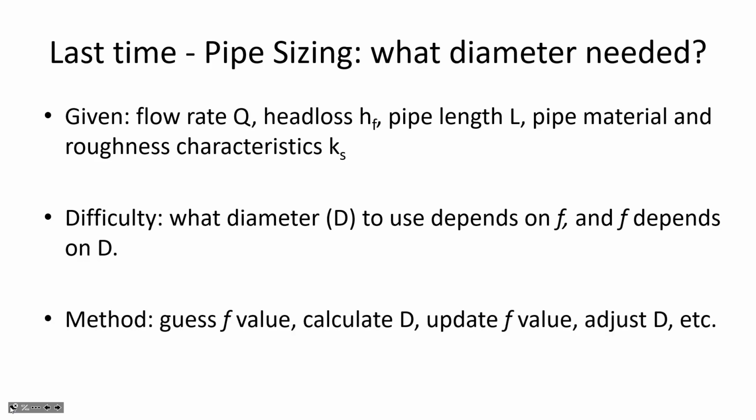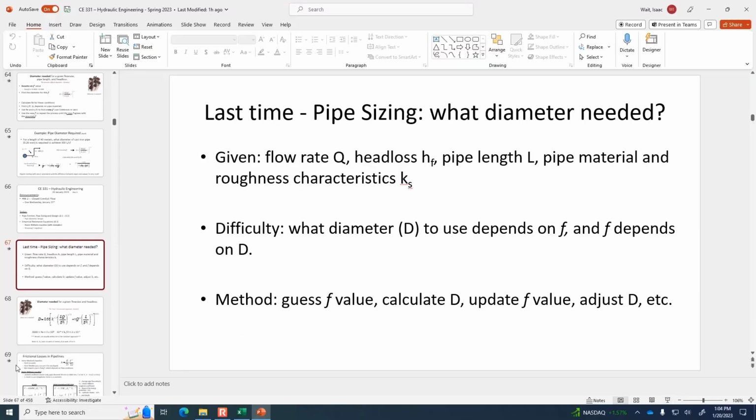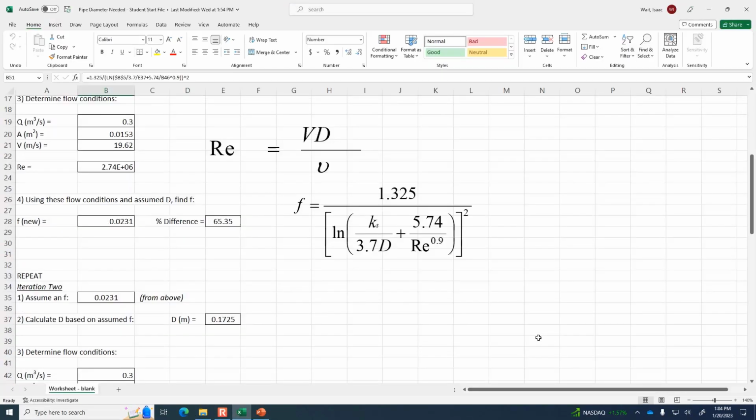And so our way around that problem was we started with an initial guess. And we calculated what the diameter would be based on a guess of the friction factor. And then we did subsequent iterations to try and improve on our guess of the friction factor. And that's where we left off. So let me bring up the spreadsheet template that we had started with.